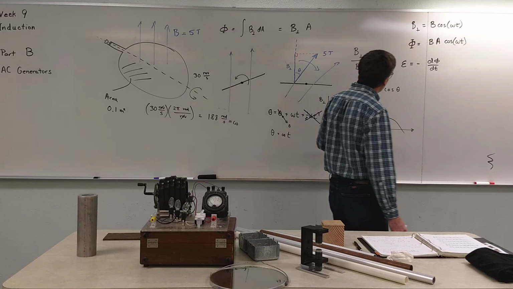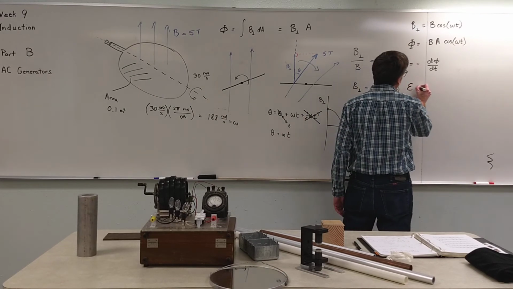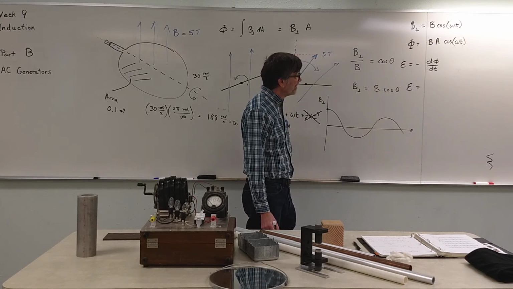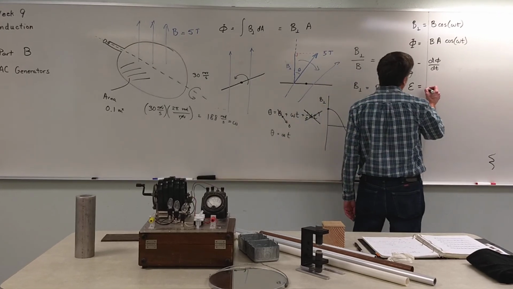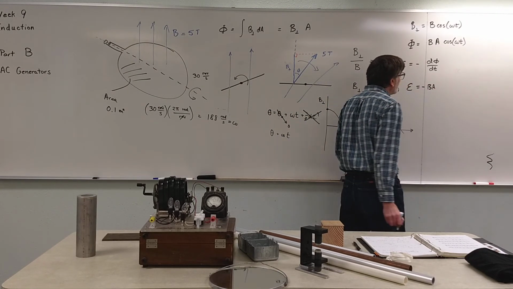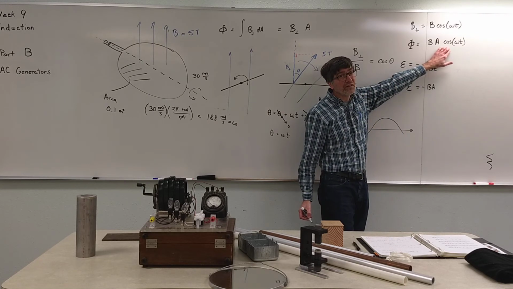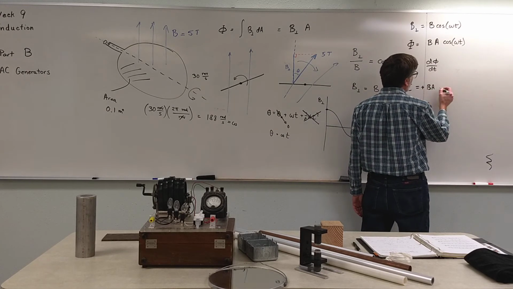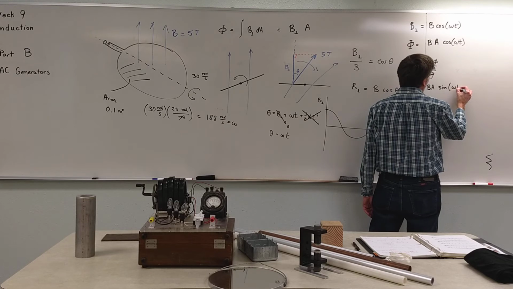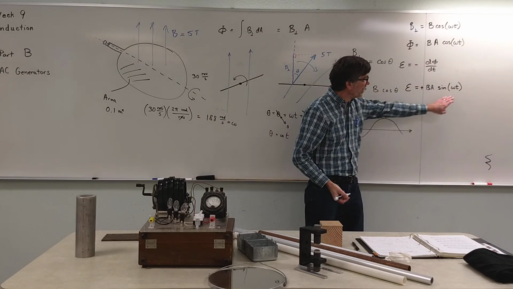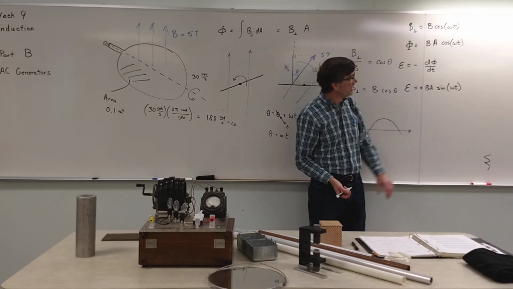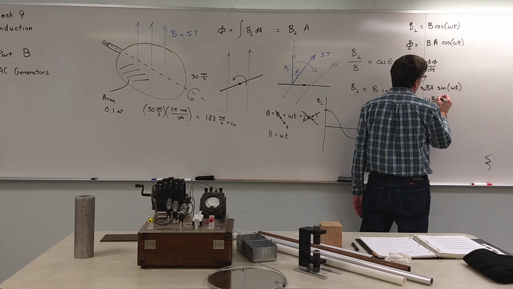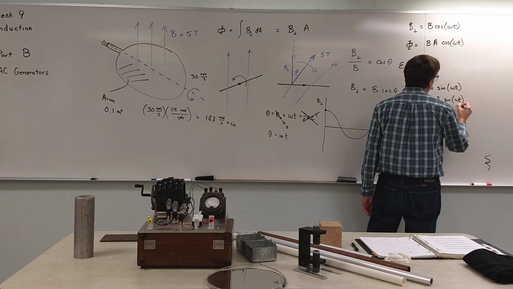You'll have the EMF. So the EMF, B and A are both constants, so that's nothing to worry about. We'll keep the minus sign out in front. The derivative of cosine is minus sine, so that's going to cancel this minus sine of omega t. But then you also have to multiply by the derivative of what's inside there, and so there's going to be an omega that comes out in front. So we have omega B A sine omega t.